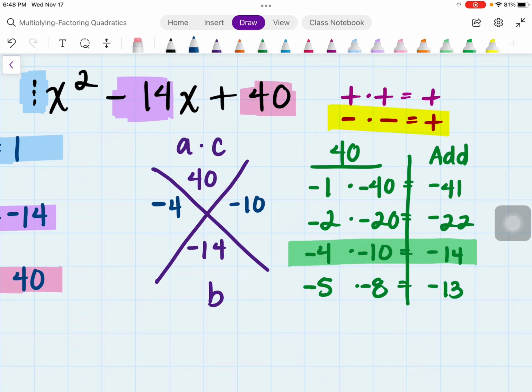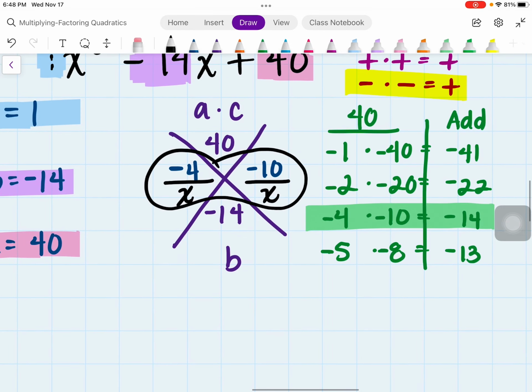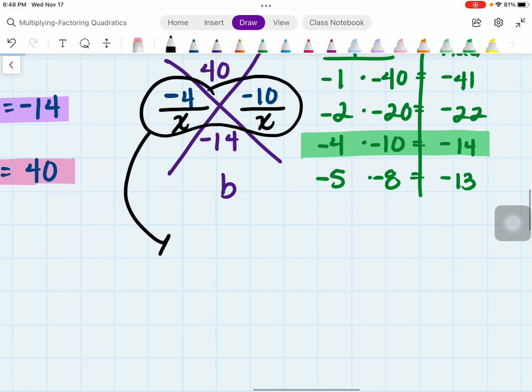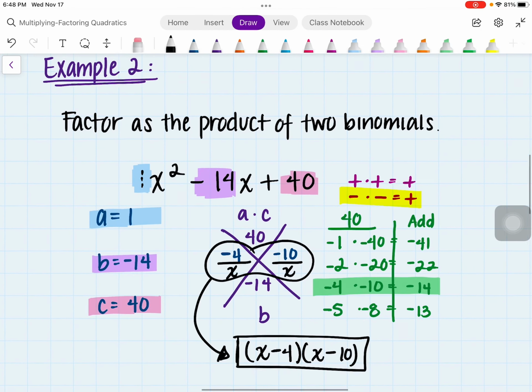Now, the Jaime Escalante method in this case says we're going to go ahead and divide each of our factors by our leading coefficient and x. So I'm just going to divide by x. And we really can't simplify. So let's go ahead and write our binomials here. So then that's going to give us x minus 4 times x minus 10. Or it could also be the other way around, guys, where it's x minus 10 times x minus 4. It's the same thing. All right.